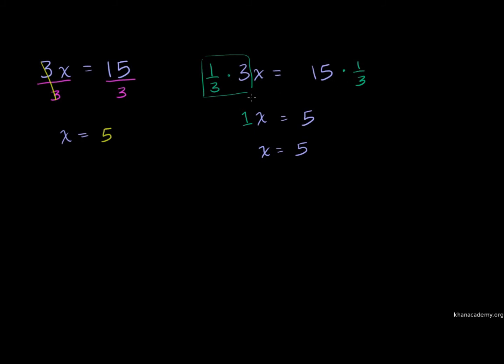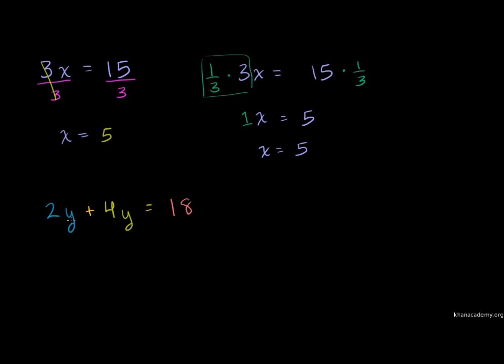Now let's do one more, and I'm going to make it a little bit more complicated. So let's say, and I'm going to change the variable a little bit. So let's say I have 2y plus 4y is equal to 18. Now all of a sudden it's a little harder to do in your head.